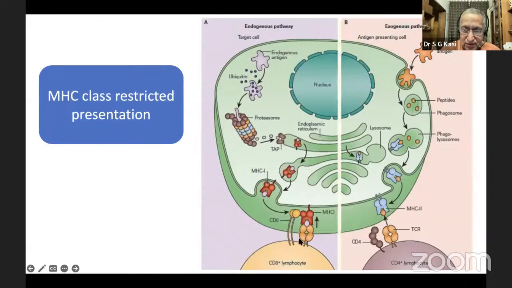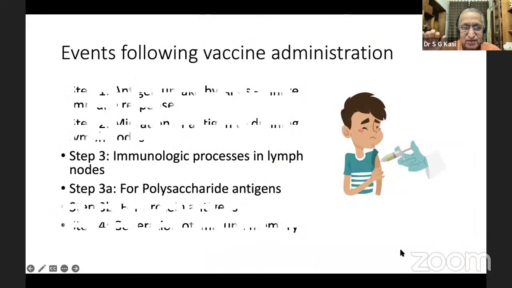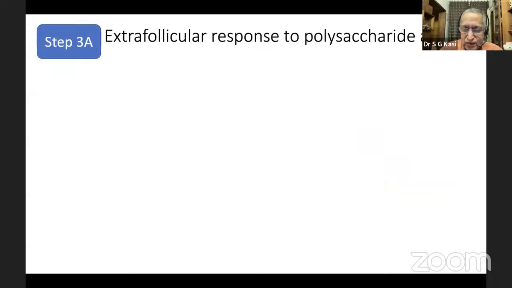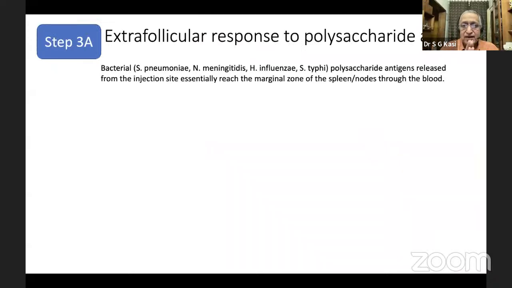Endogenous, MHC class 1, CD8. Exogenous, MHC class 2, and CD4. Please remember this. So next what happens? It reaches a lymph node. Now within the lymph node, what happens is slightly different between a polysaccharide and a protein antigen. As far as a polysaccharide antigen, the polysaccharide antigen generally need not be taken up by the antigen presenting cells.